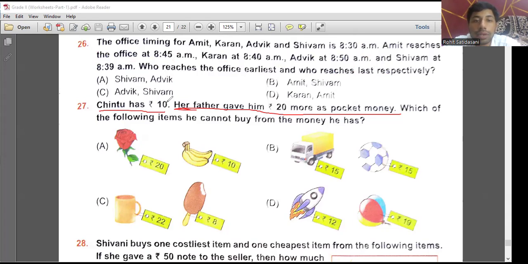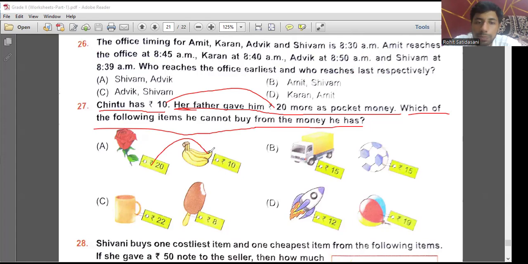30 rupees. Which of the following items he cannot buy from the money he has? 20 plus 10, he can buy this. 15 plus 15, he can buy this. We have to find which he cannot buy. 22 plus 8, 30, he can buy.